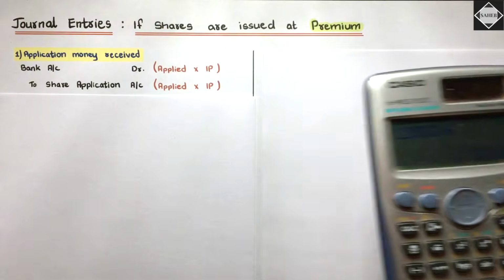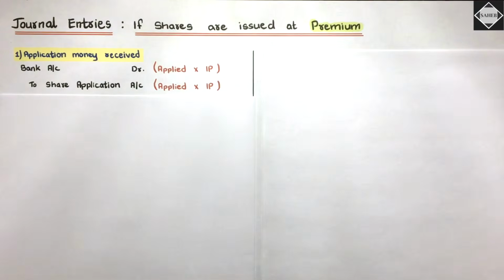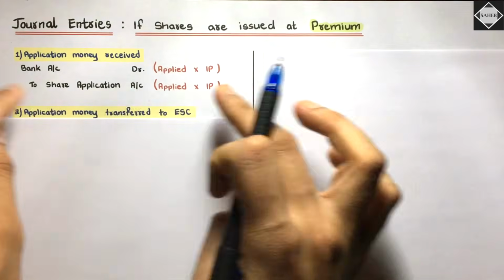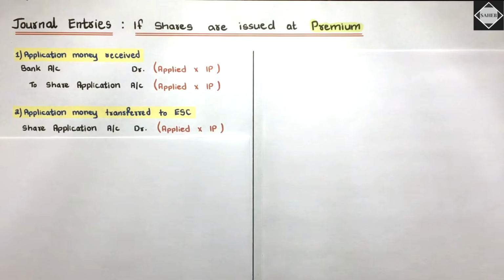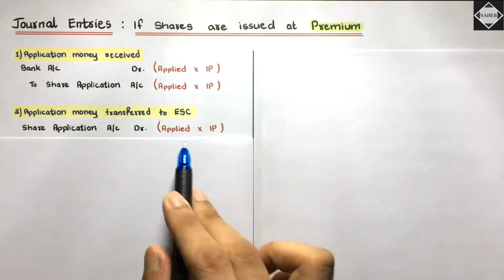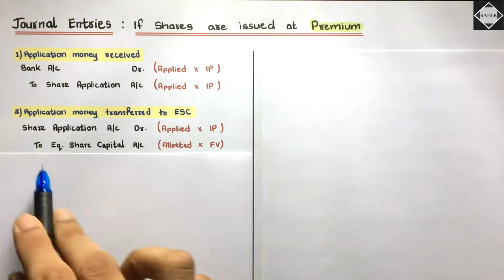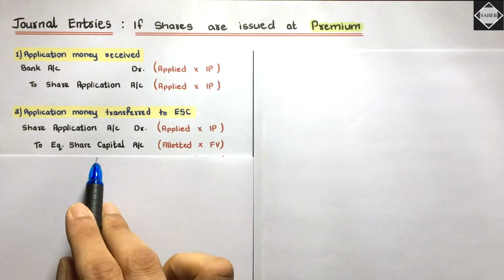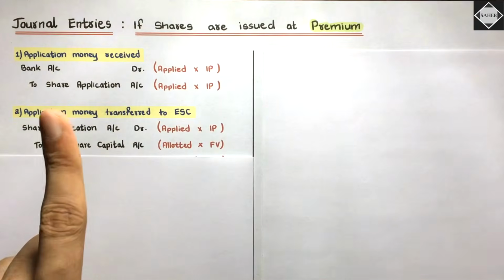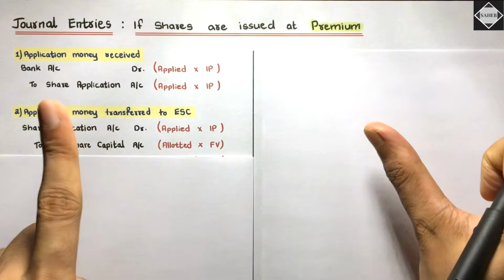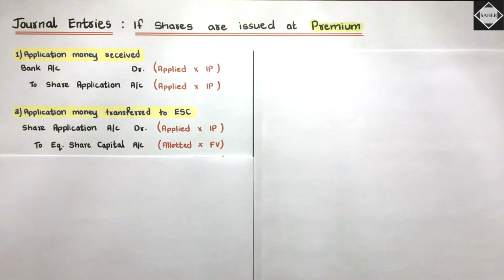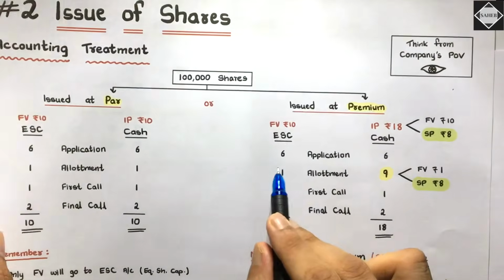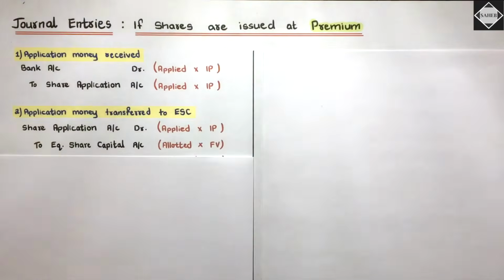So the next entry will not be of 7,20,000. See here, what will happen is, understand, here share application is credited, no, 7,20,000. Yes, so that you will cancel. Share application as usual, you will debit and cancel 7,20,000, right? But in equity share capital account, only 6 lakh will go. 1 lakh shares into 6 rupees, because that is the maximum we can allot, allotted into face value. Allotted is 1 lakh shares into face value rupees 6. That's what you can take in equity share capital account. Yeah, so capital is increasing over here.